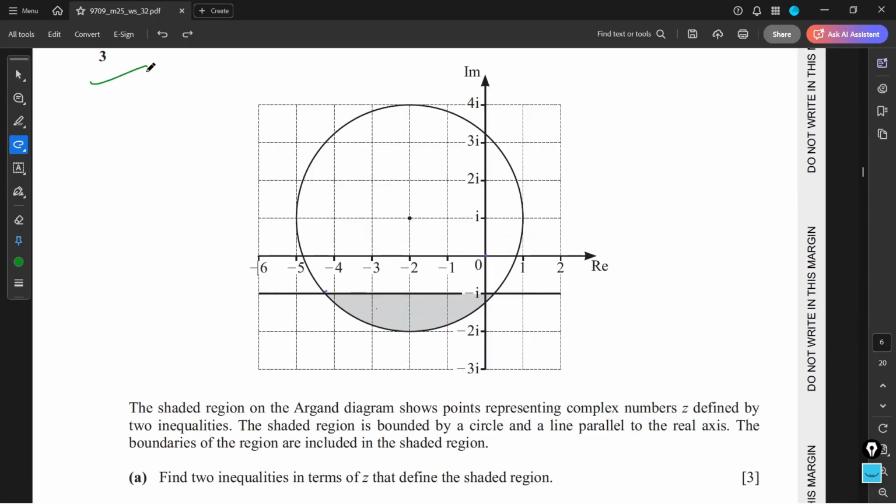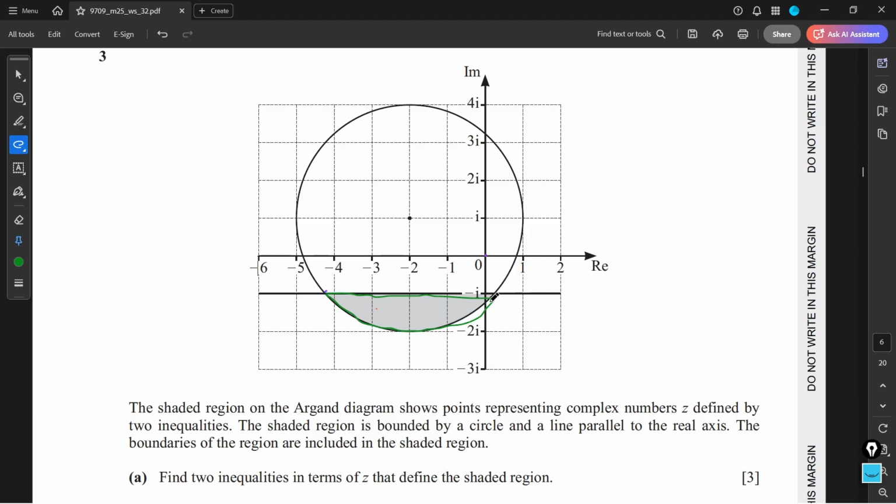Moving on to the third question, we have a shaded region on the Argand diagram that is representing the complex number z defined by two inequalities. Now these two inequalities, if you can see over here, one is coming from the circle and one is coming from the straight line. And over here, the shaded region is bounded by the circle and the line, as I mentioned, that is parallel to the x-axis.